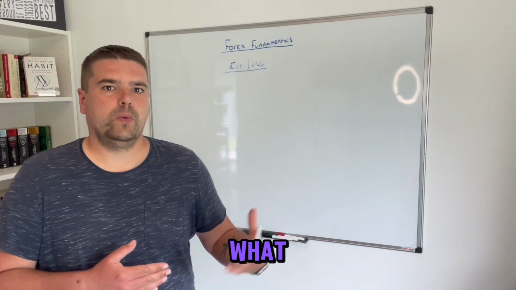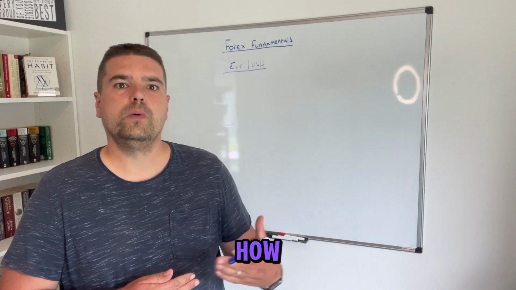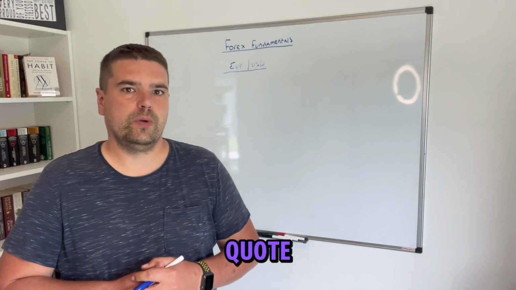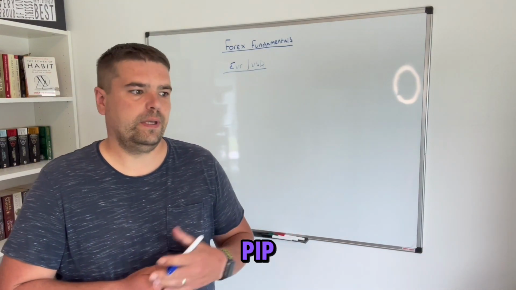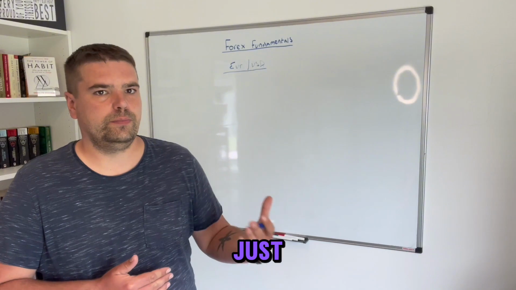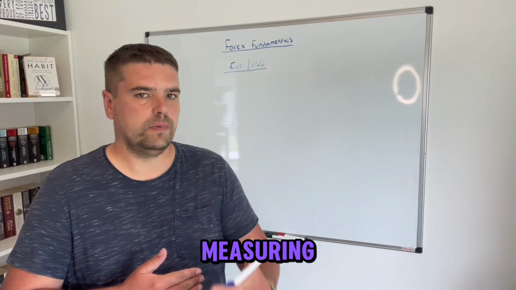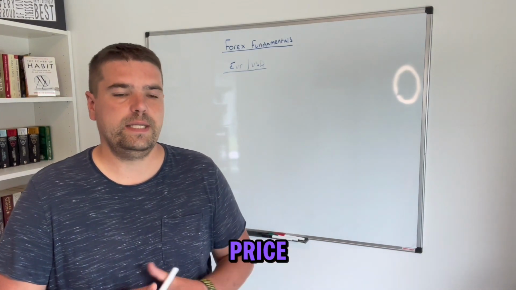So we understand what it is that we're looking at on a chart in terms of how we're measuring the price movements using the base and the quote currency pair. We know what a pip and a tick is, which is all just us using the pips as a way of measuring the small, standardized units of price.